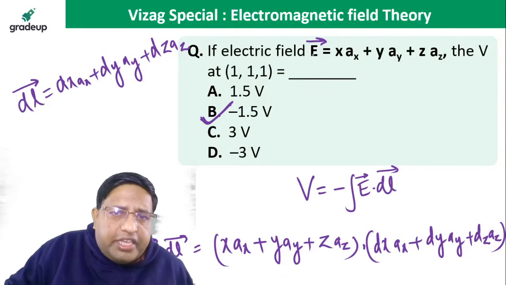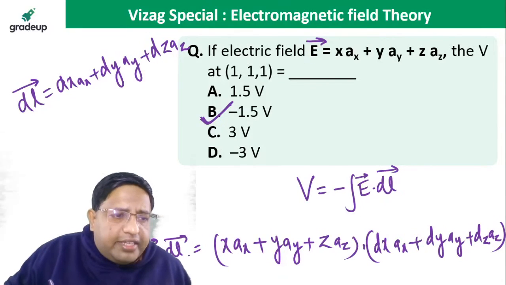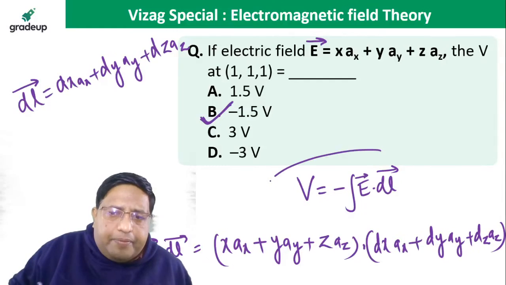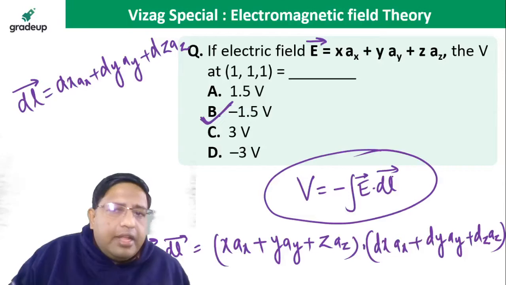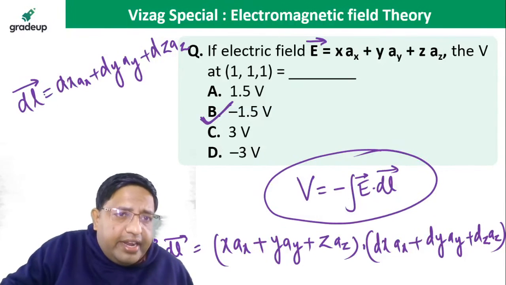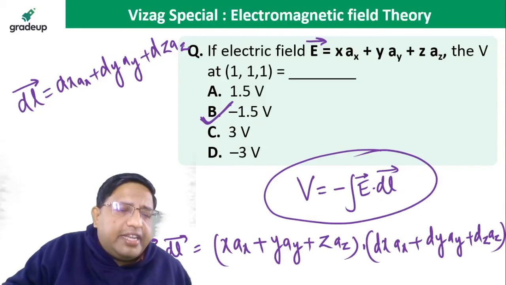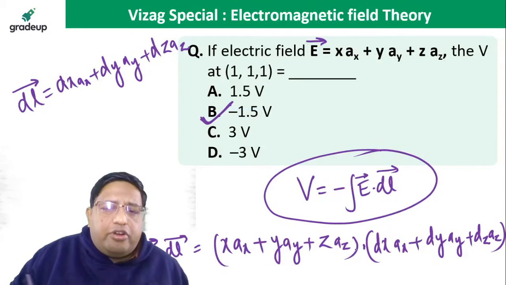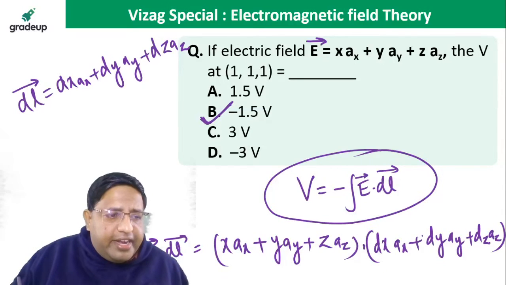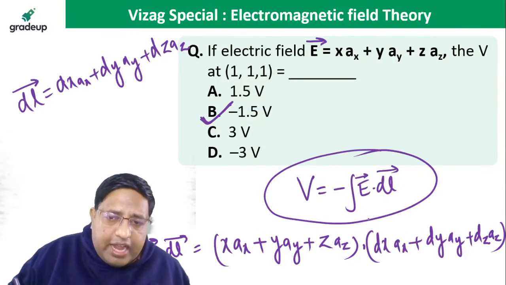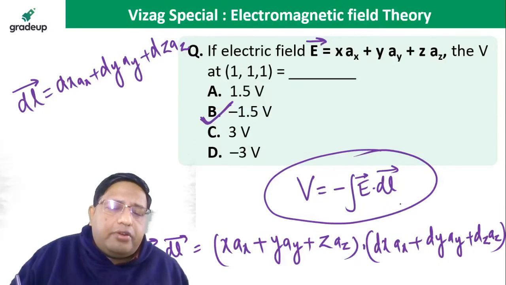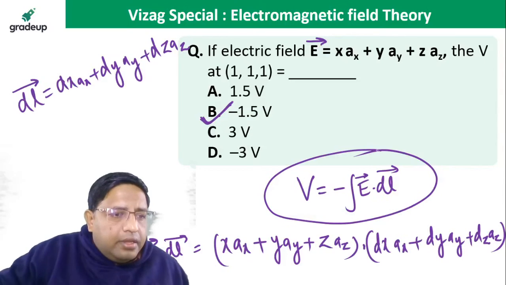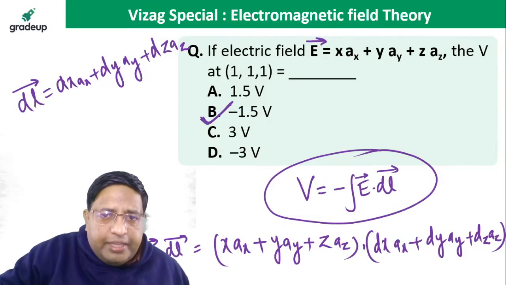Because the electric field is given and you have to calculate the electric potential. And the electric potential formula is V is equal to minus integral of E dot dl. And dl vector in the Cartesian coordinate system is dx ax plus dy ay plus dz az. You calculate E dot dl, integrate it, and V is equal to the negative sign of the integral of E dot dl. I hope Manideep is getting the point.